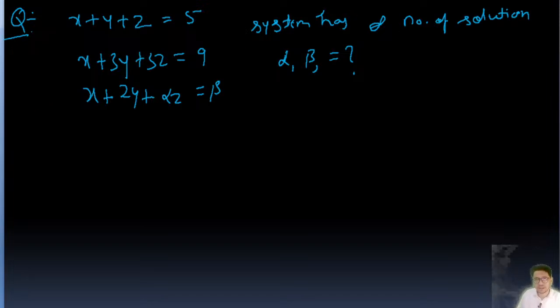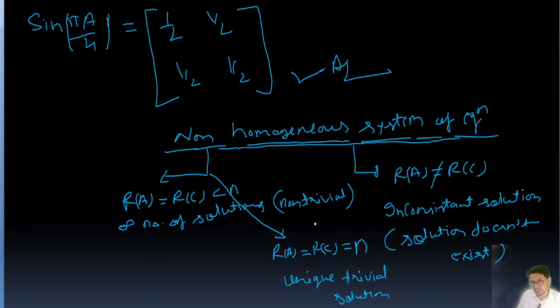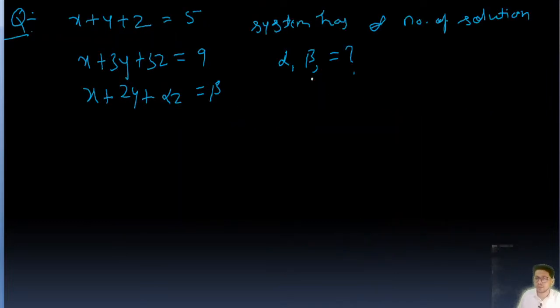This chart is very important. If the equation has an infinite number of solutions, meaning non-trivial solution, then rank of A equal to rank of C less than n. If the system of equations has a unique solution or trivial solution, then rank of A equal to rank of C equal to n. Okay, so it is given infinite number of solutions, non-trivial solution, and we need to find the values of alpha and beta, right?